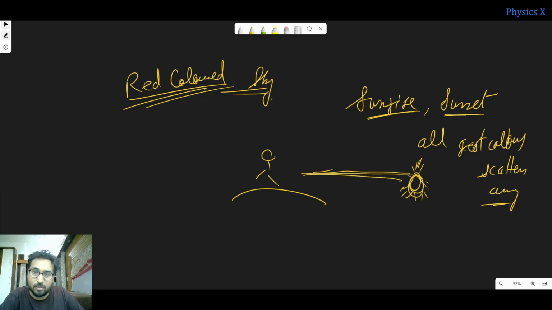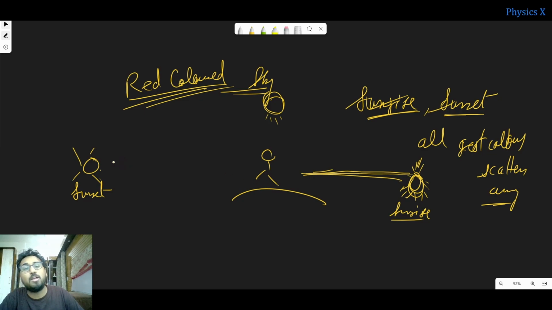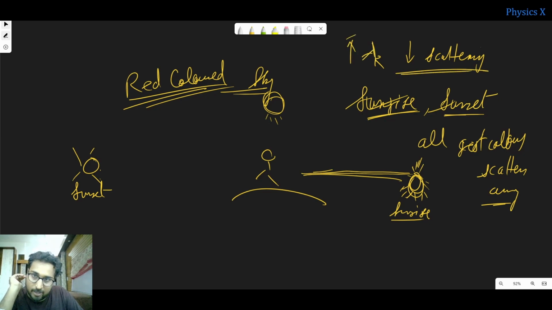When the sun is overhead, in the daytime, it is a different case. At the time of sunrise and sunset, the position of the sun will be, let us say, in the east direction at sunrise, and at sunset it will be at this place. Due to these larger distances, all the other colors will be scattered away, because we told that red has the least scattering. The wavelength of red light is very high, so scattering is least.